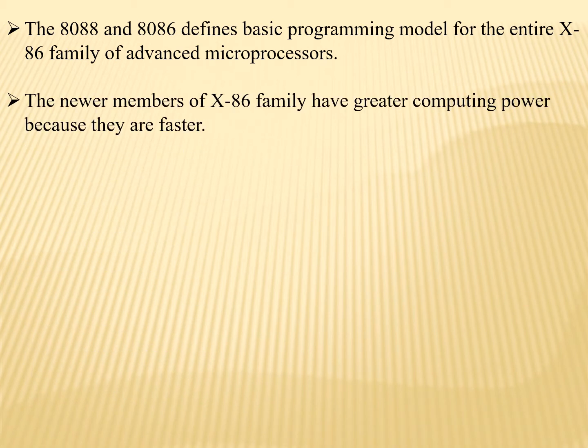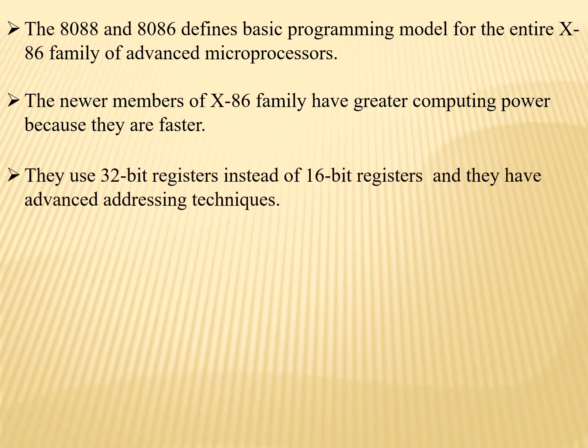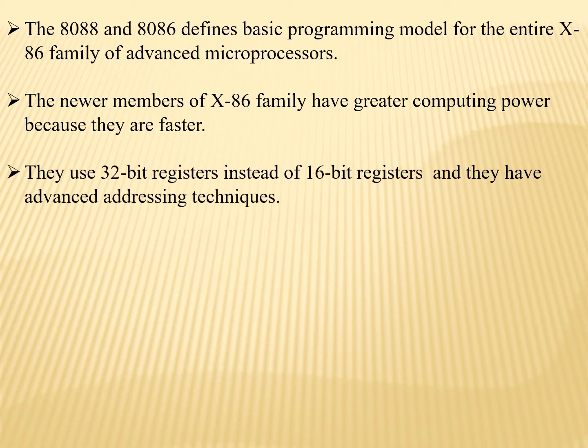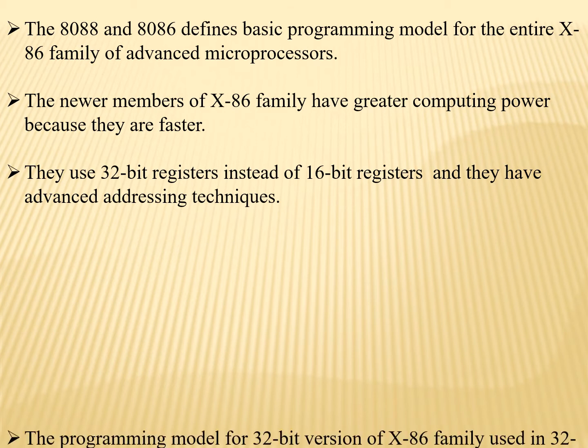The newer members of the x86 family have greater computing power because they are faster. The instructions were more advanced, and their speed was higher. They use 32-bit registers instead of 16-bit registers, and they have advanced addressing techniques. So there are different addressing modes via which the instructions can be easily accessed.